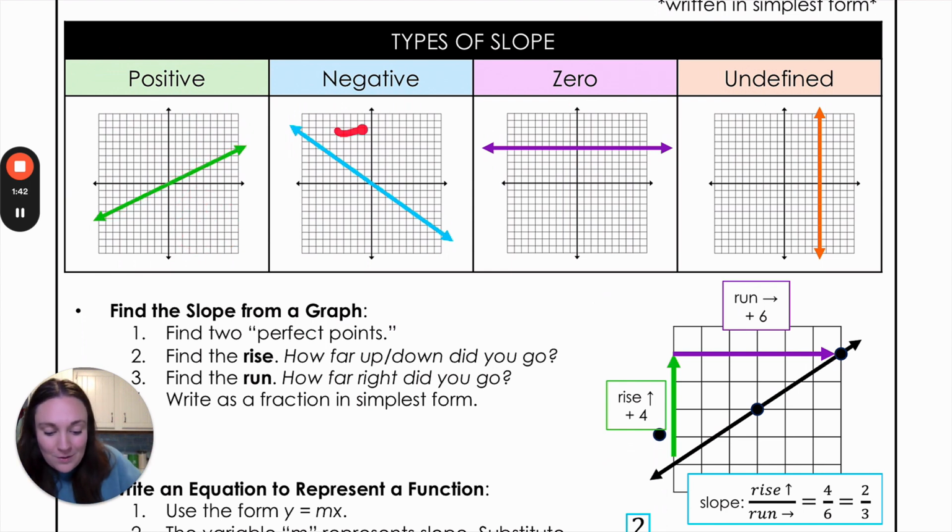Now, if I'm going again left to right, this time you can see I'm going down. And so if I go down left to right, that would be a negative slope. Now for our third one, look at that. If we go left to right, we are just going straight across. We're not going up or down at all. So that is why we have a slope of 0.